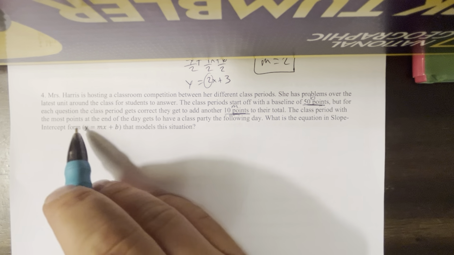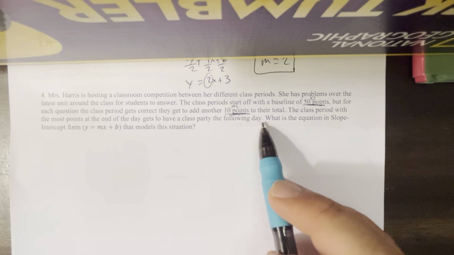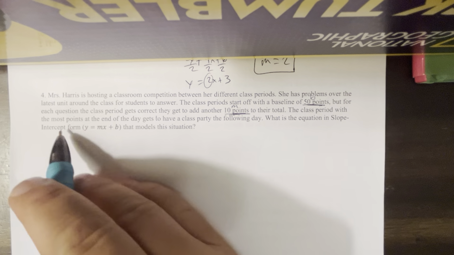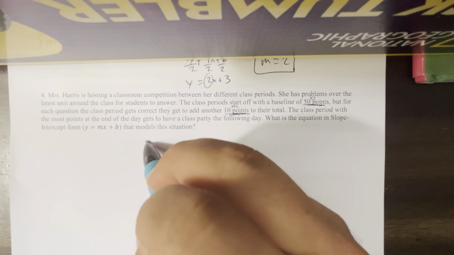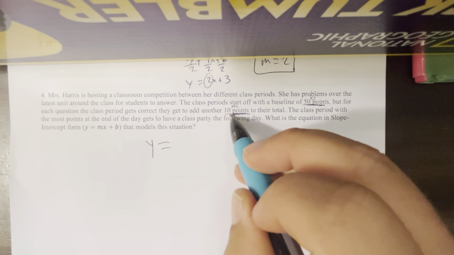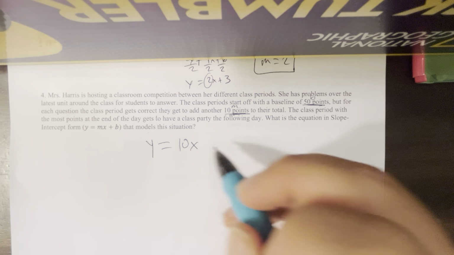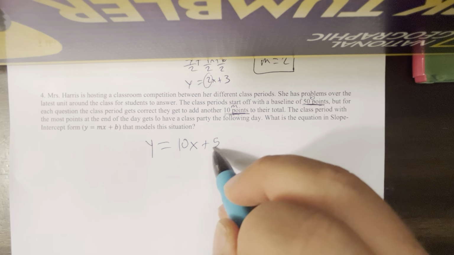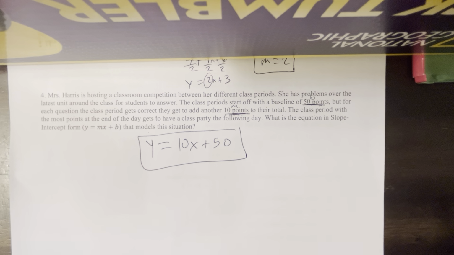The class period with the most points at the end of the day gets to have a class party the following day. What is the equation in slope-intercept form that models this situation? So y equals, this is the one that's changing, that's my slope, and then adding the y-intercept of 50. All right, we'll go to the next page.